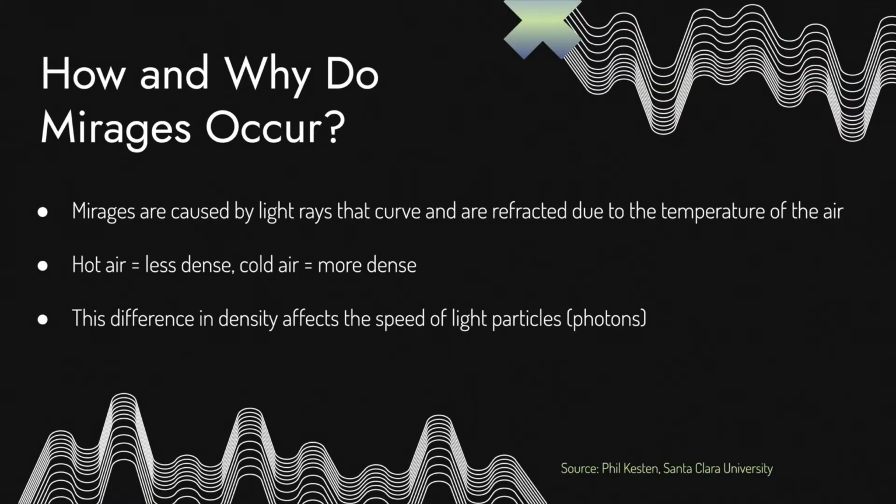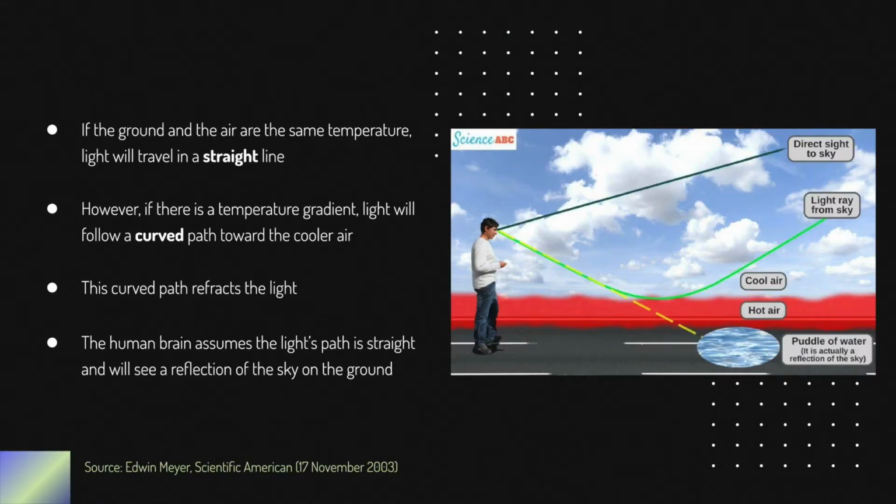So while we usually think of water when we think of mirages, water really has nothing to do with mirages at all. They're caused by light rays that curve differently based on the air's temperature. We know that hot air is less dense than cold air, and this difference in density affects the speed of photons, or light particles. Because of the difference in density, photons will travel through warm air faster than they'll travel through cooler air.